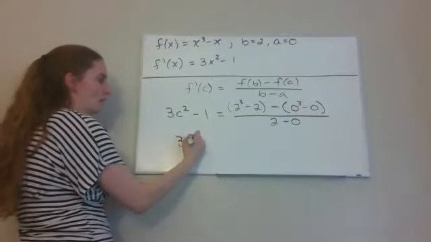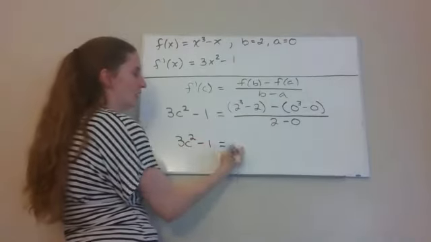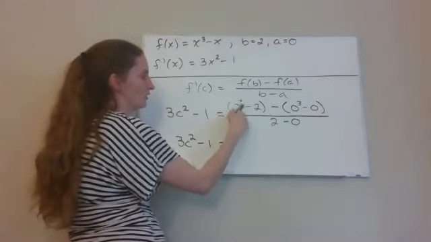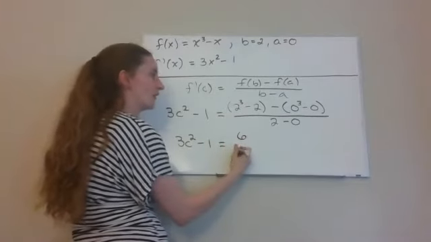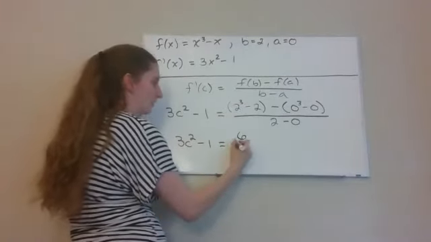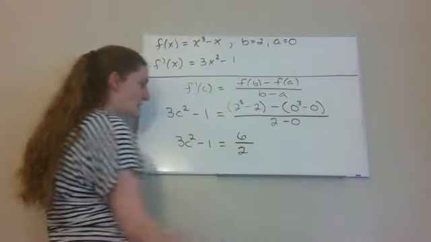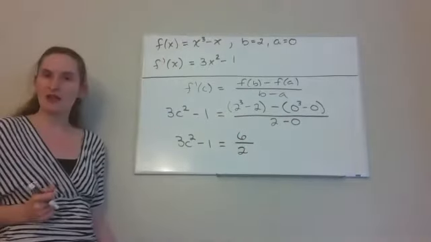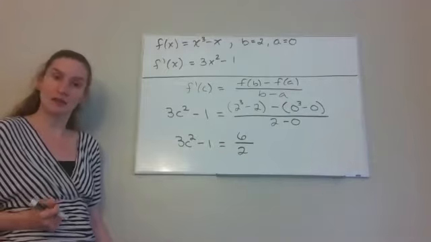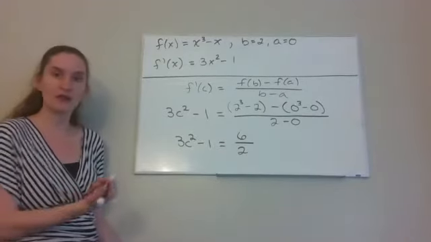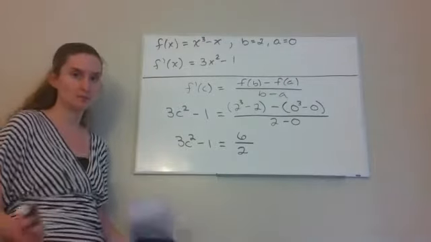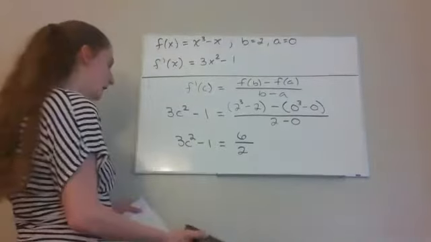So I have 3c squared minus 1 equals 2 to the third is 8, minus 2 is 6, all of that minus 0, so I have 6 over 2. And this is the equation I need to solve to find my C. Once I solve that, I'll have the C that satisfies the conclusion for the mean value theorem. So let's solve this.